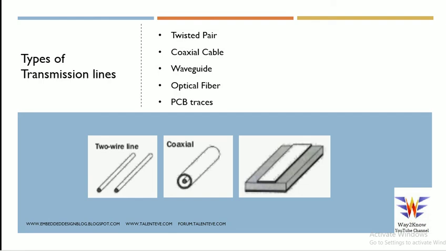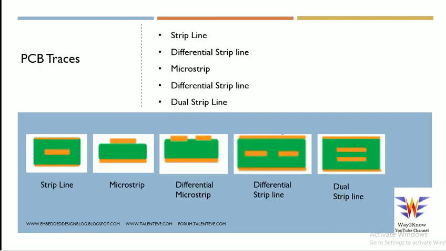These PCB traces could be of different types again. The first thing is called a stripline. If you assume a PCB, and if you are already experienced in PCB, we are just giving a view, there will be a number of layers, right? 2, 4, 6 or 8, depending on your complexity. You can go up to a number of layers.